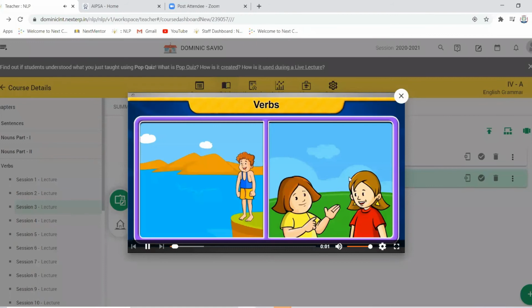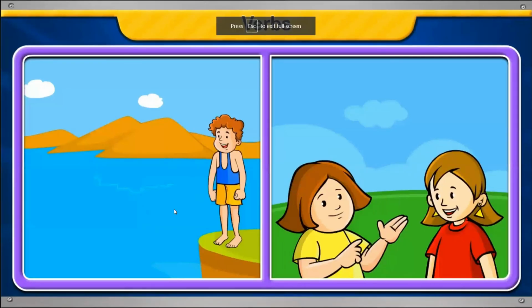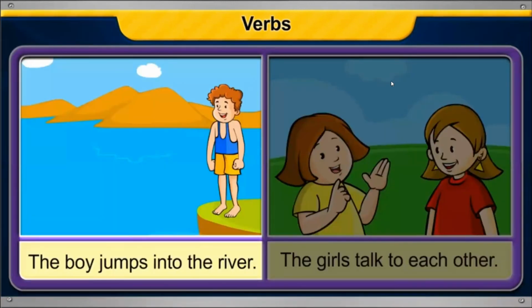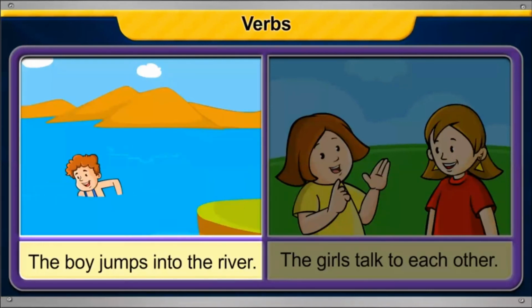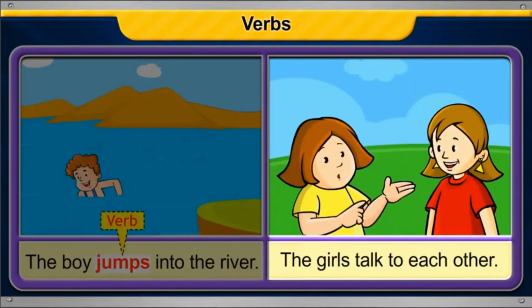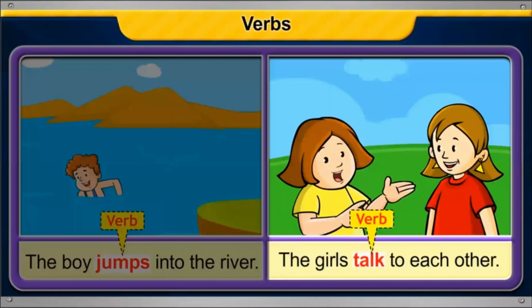Thus, verbs are words that express the action in a sentence. Some person or thing does this action. For instance, in the sentence, the boy jumps into the river, the verb jump describes the action. Similarly, in the sentence, the girls talk to each other, the verb talk describes the action.